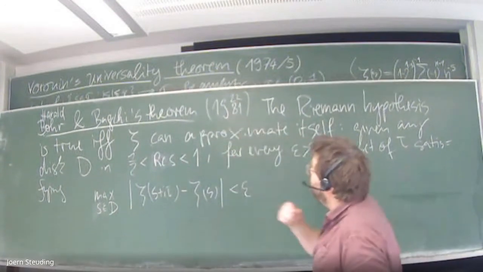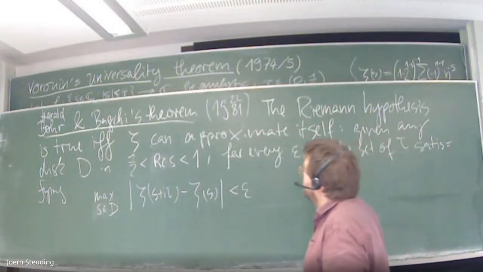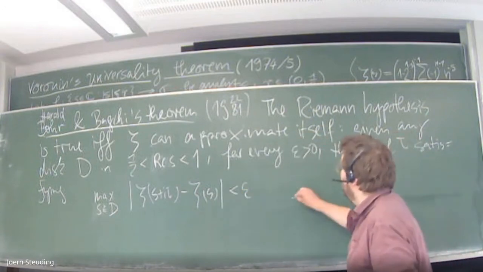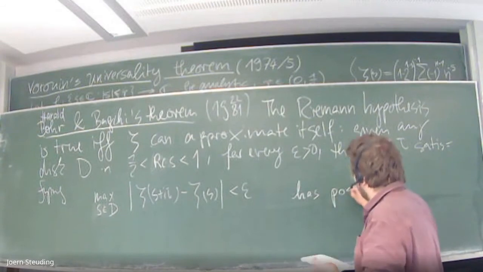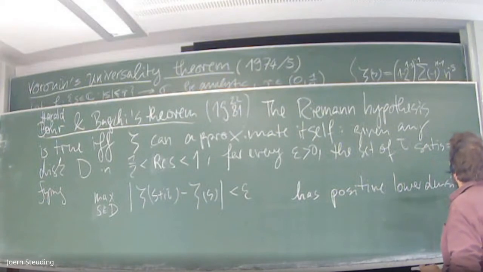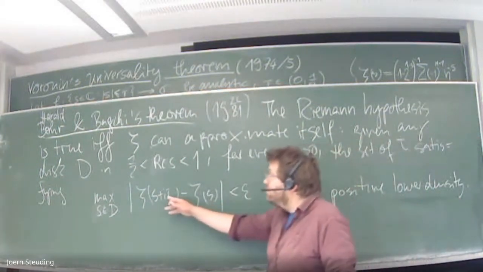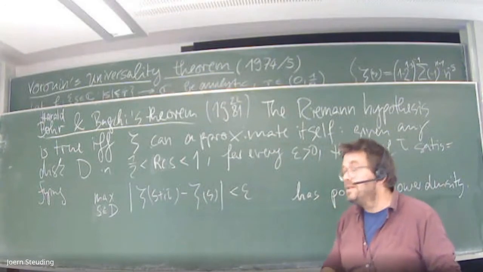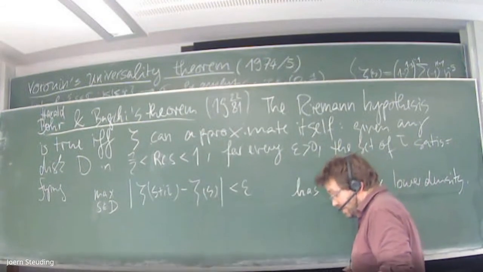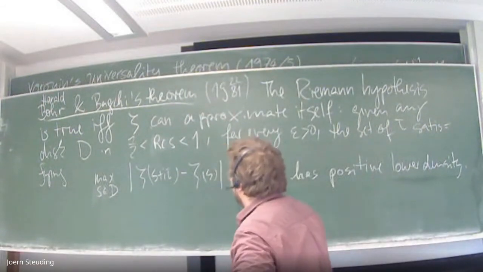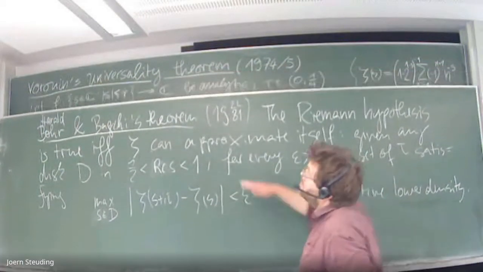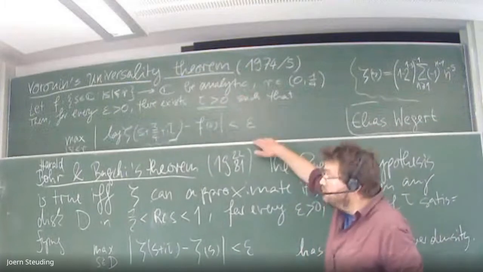But I'm not complete with the statement of the Bohr and Bakshi theorem. The set of tau satisfying this inequality has a positive lower density. So it is not a single tau that is satisfying this inequality. It's a big set of tau satisfying this property. So one direction to prove this result is just the Voronin universality theorem.